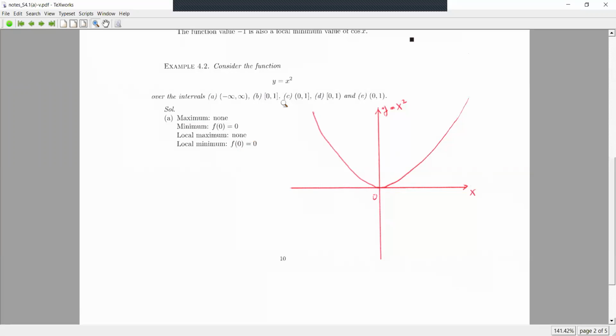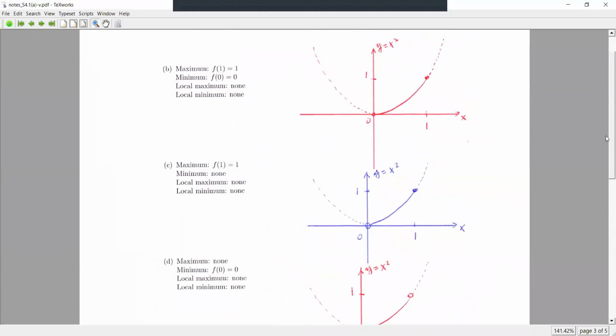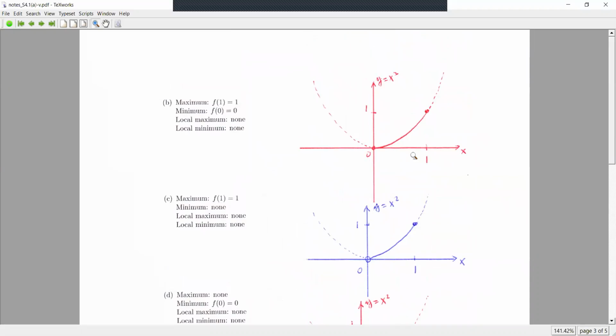Part B. Consider the function over this interval 0 to 1. This is a closed interval. Over the interval 0 to 1, that means that we consider this portion of the parabola. The interval is a closed interval, so we put a solid point at each of the two endpoints, including the two endpoints.